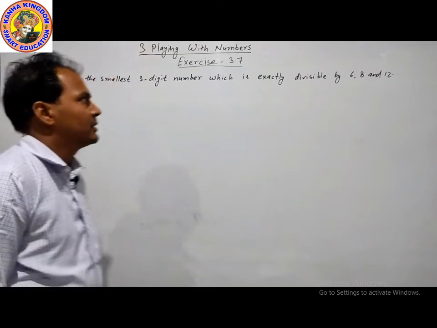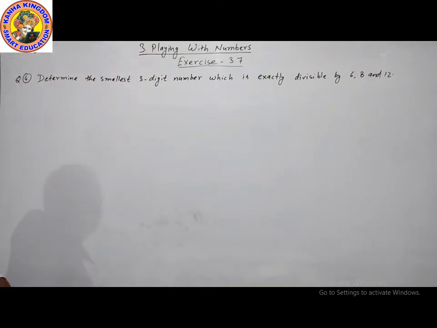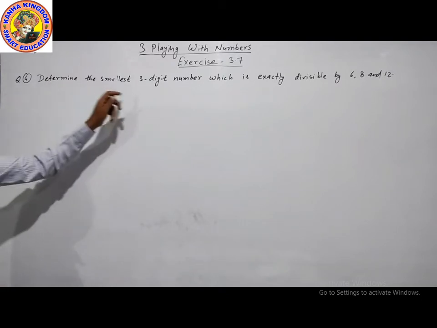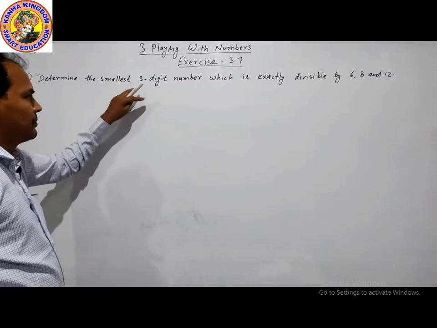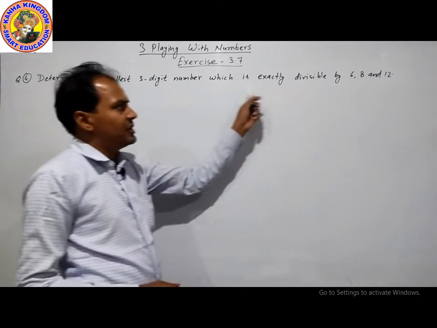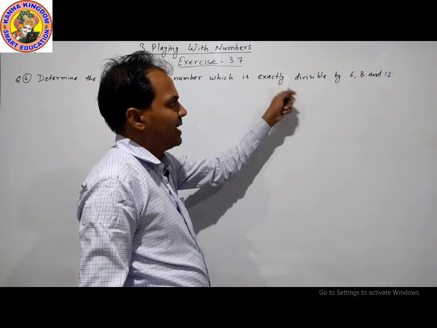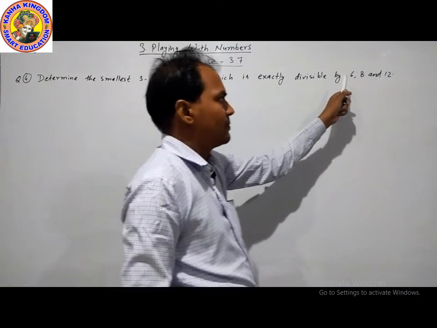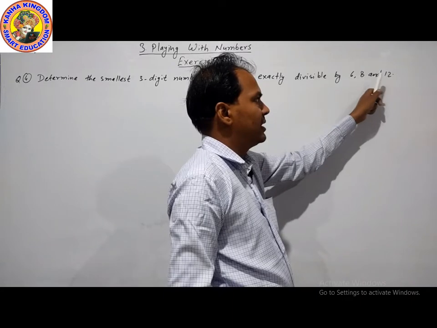Our chapter number 3, playing with numbers, exercise 3.7. Now our question number 4. Determine the smallest 3-digit number which is exactly divisible by 6, 8 and 12. The smallest 3-digit number is 100.